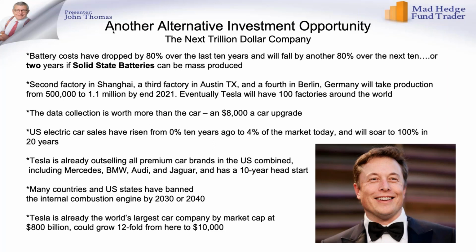U.S. electric car sales have risen from 0% 10 years ago to 4% of the market today and will soar to 100% in 20 years. Tesla's already outselling all premium car brands in the U.S. combined, including Mercedes, BMW, Audi, and Jaguar, and they have a 10-year head start on the technology, which is increasing. Many countries and states have banned internal combustion engines by 2030 or 2040. They're already the world's largest car company, and the shares could eventually grow 12-fold from here to $10,000 a share.